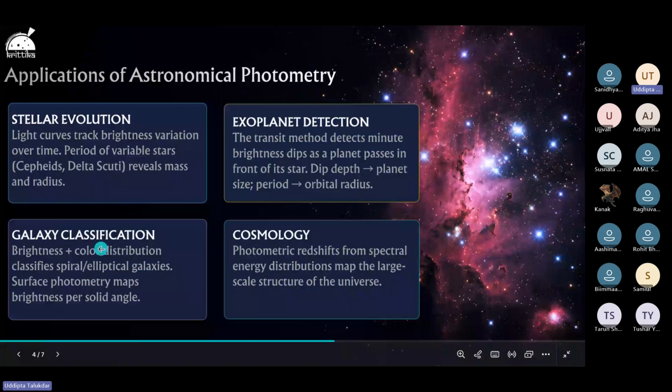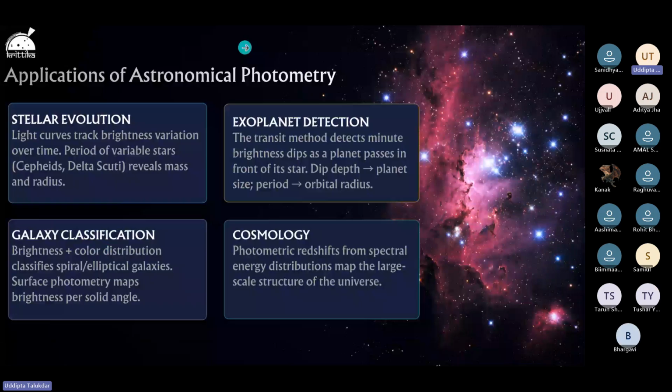So now let us move on to applications of astronomical photometry. Why do we even do photometry? Here are four real things that astronomers use it for. First is stellar evolution. Some stars aren't constant. They pulse, getting brighter and dimmer in a regular rhythm. By just watching how a star's brightness changes over time, you can figure out how massive it is and how big it is.